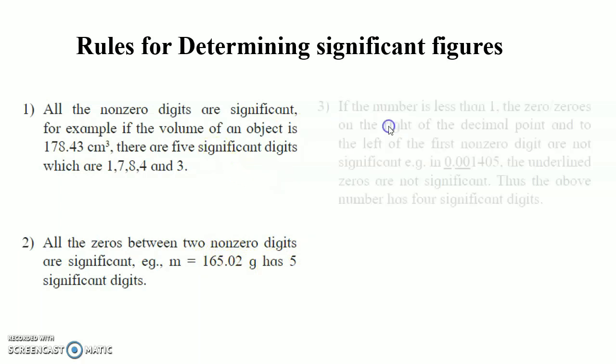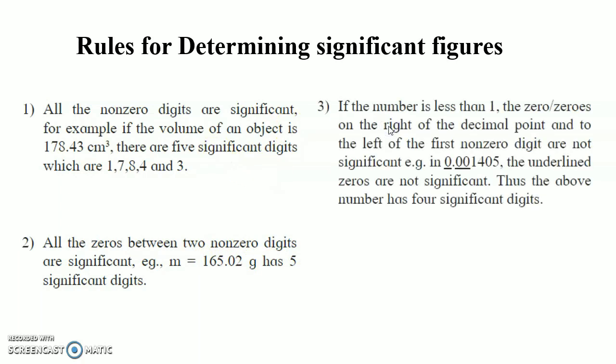So the third rule in determining the significant digits is that if the number is less than 1, the digits which are on left hand side should be considered as non-significant. So in this example, there are 4 significant digits. The zeros which are to the left hand side should be considered as non-significant. So over here 1, 4, 0, 5. Total 4 number of significant digits.